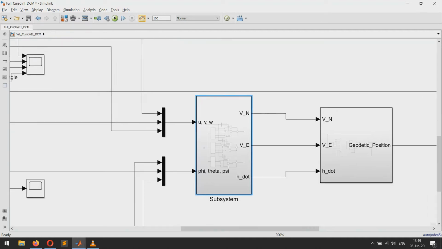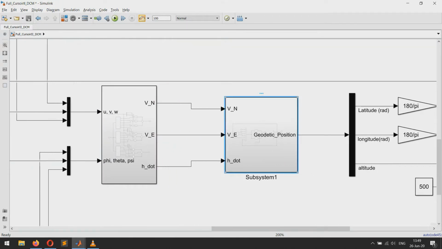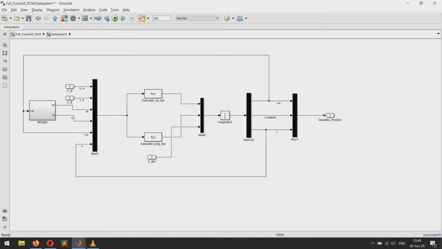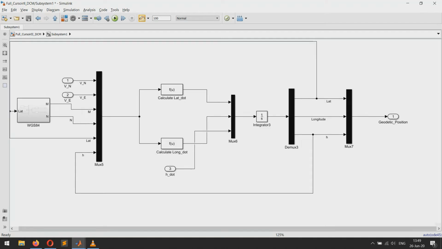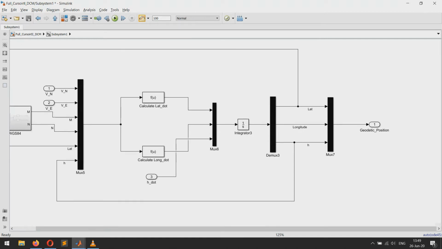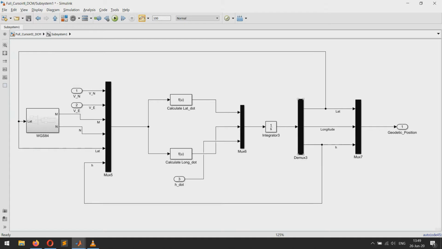And in this subsystem block diagram, we convert this velocity north, east, and down altitude to the geodetic positions: latitude, longitude, and altitude. We are using the WGS 84 datum. We explained this in the weekly report.